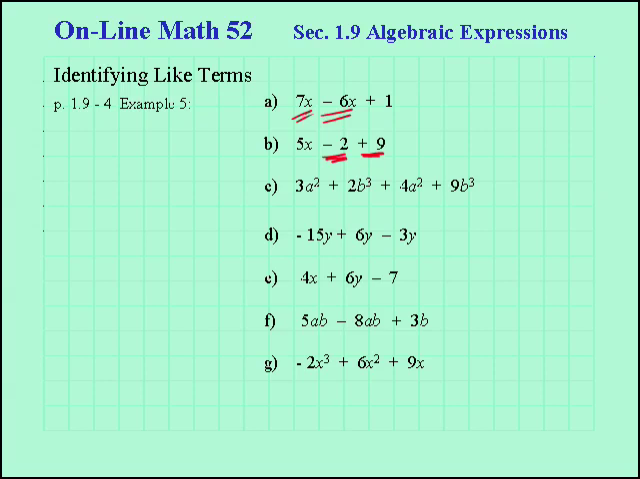Now, in letter C, 3a squared is a like term with 4a squared. But 2b cubed is a like term with 9b cubed. And down here, the negative 15y, the 6y, and the negative 3y, all three of those terms are like terms. What makes the difference? What makes something like terms? As you've done in the reading, it's the variable cluster, the x, or without a variable cluster altogether, or the a squared and a squared, and b cubed and b cubed. Separately, those are like terms.